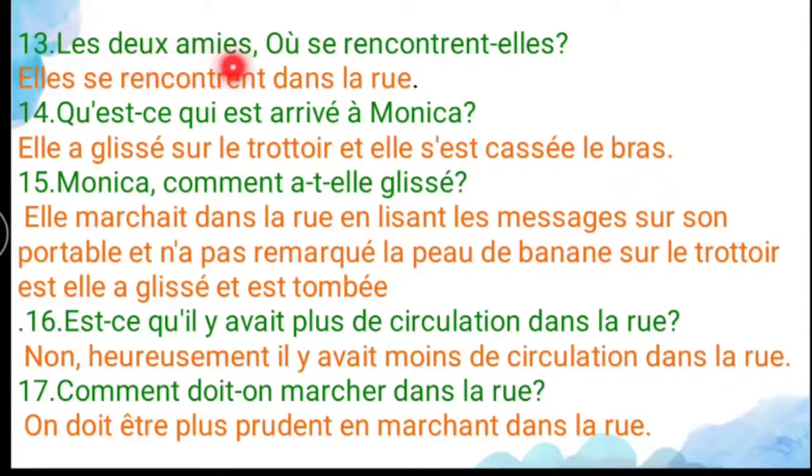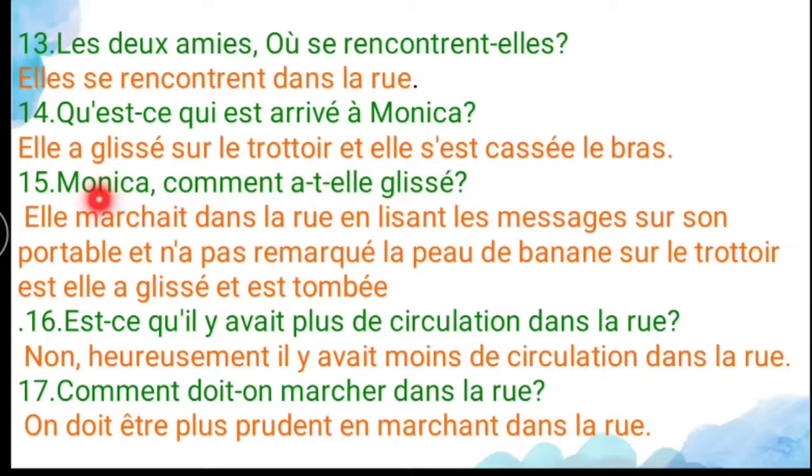Les deux amies, où se rencontrent-elles? So the two friends, where do they meet? Elles se rencontrent dans la rue. So they meet in the street. And 14th one, qu'est-ce qui est arrivé à Monica? So what happened to Monica? And elle a glissé sur le trottoir et elle s'est cassé le bras. So she slipped on the sidewalk and she broke her arm.